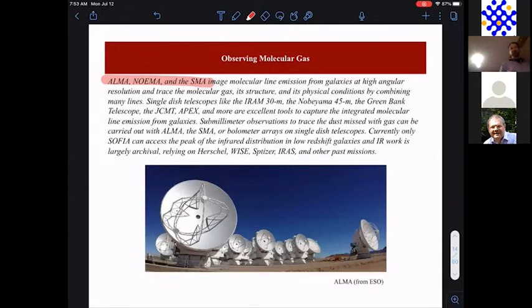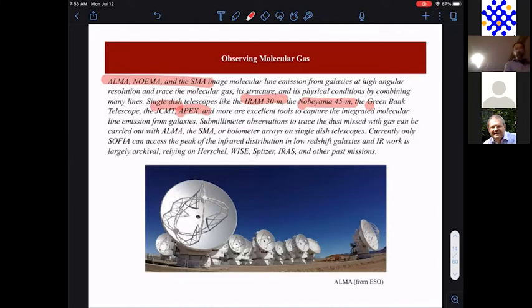But if what we want to do is to either map the nearest galaxies or just map out the molecular content of galaxies, single dish telescopes like the IRAM 30 meter, the LMT, JCMT, APEX, the Nobeyama telescope, and even Green Bank at these frequencies end up being fantastic tools to capture the integrated emission from galaxies.